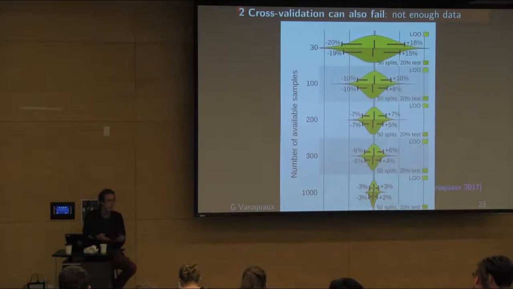And if you report the best, then the best is pretty much, if you have 100 samples, 10% away from the truth. If you have 30 samples, it's 20% away. If you have 1,000 samples, it's 3% away. So this is how I explain the fact that if you have larger samples, you tend to have smaller prediction accuracy, because you have less wiggle room.